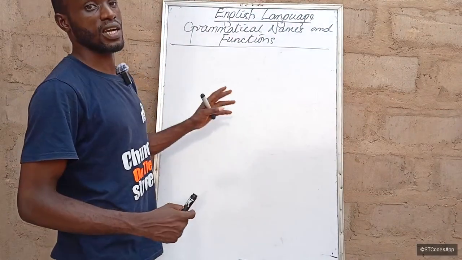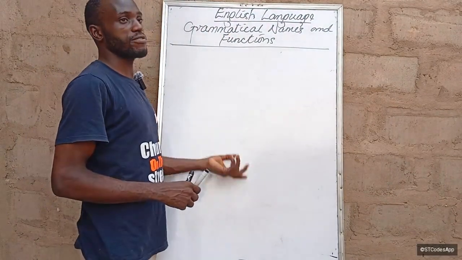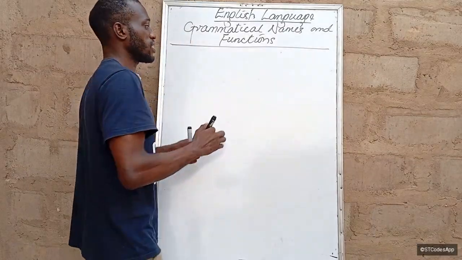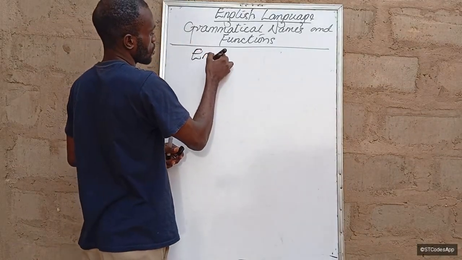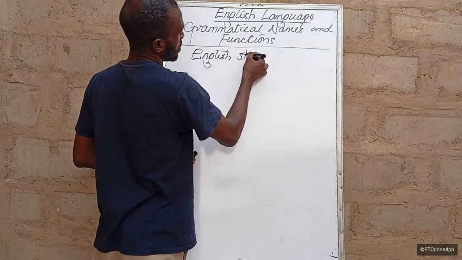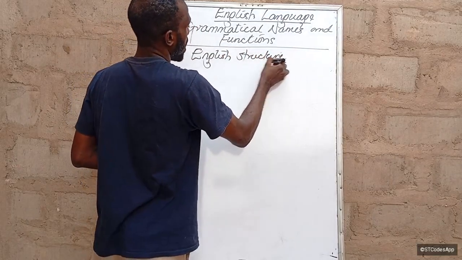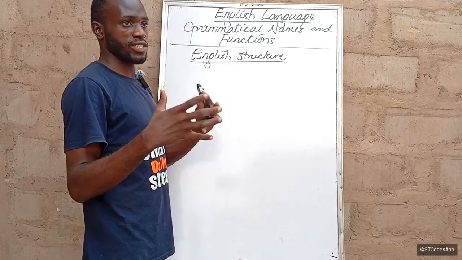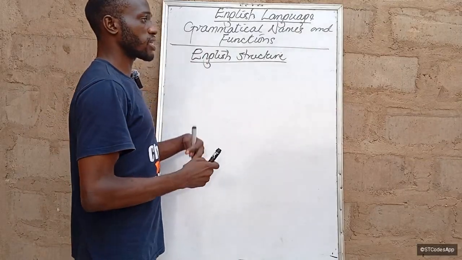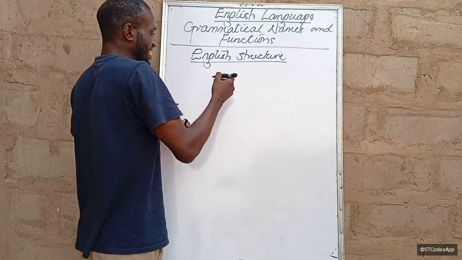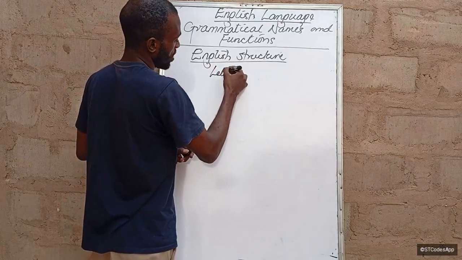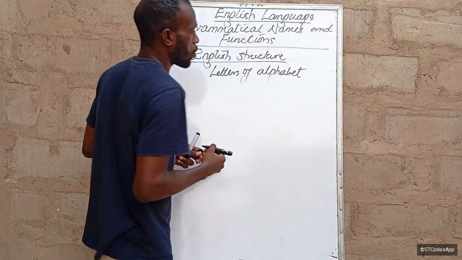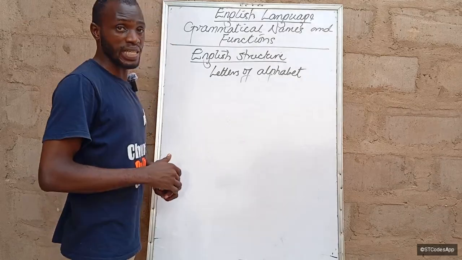So now, in order to understand grammatical name and function, we have to first know what is called the English structure. So just stick with me. The English structure is basically about the levels of organization of English. The first level is the letter of the alphabet. The letters of the alphabet are the simplest or smallest level of the English structure.